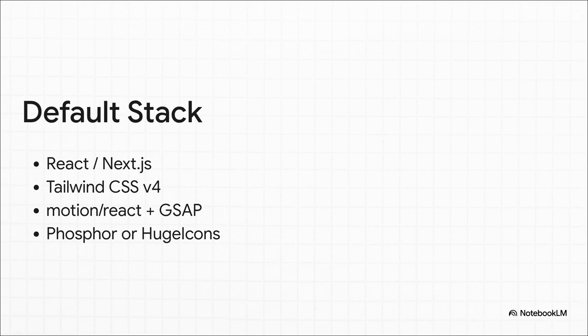And check out the icons. It requires Phosphor or Huge Icons and specifically discourages Lucide icons. Why? Because Lucide is the default for literally every single AI boilerplate template on the internet right now. TasteSkill avoids it on purpose to keep your site from looking like a clone.